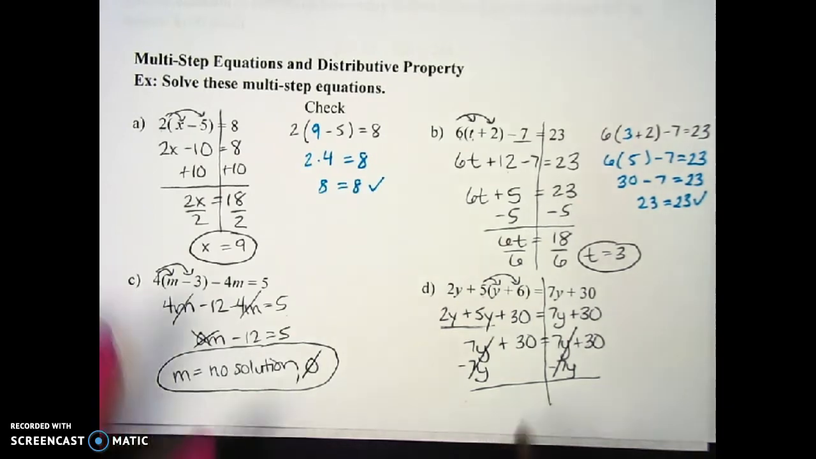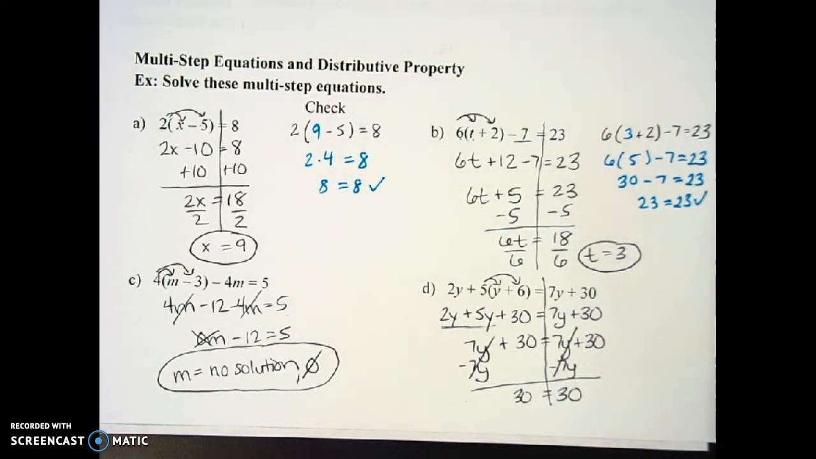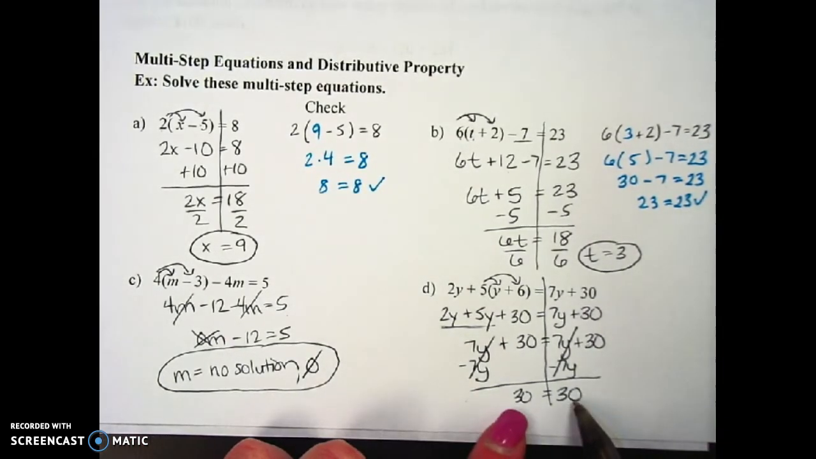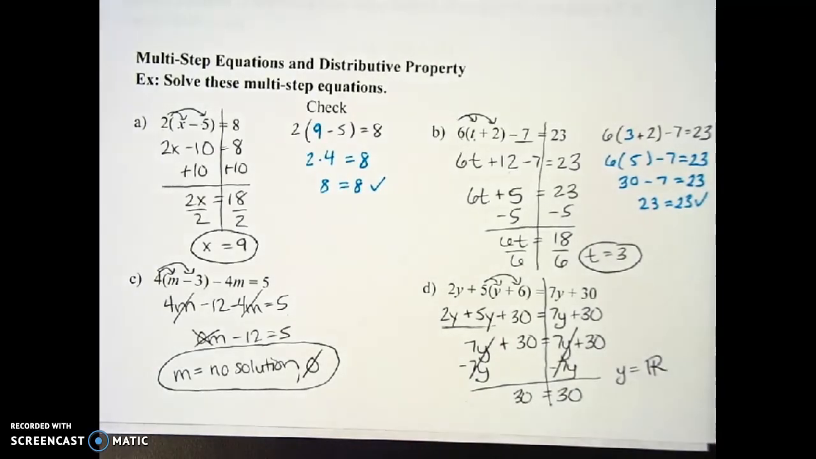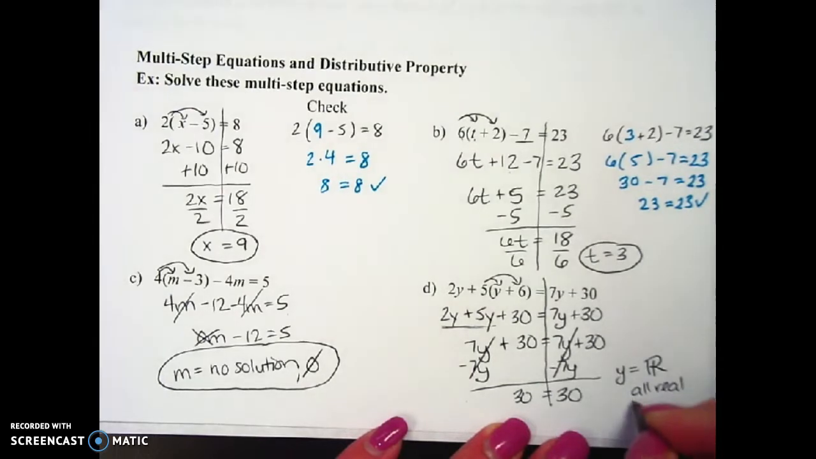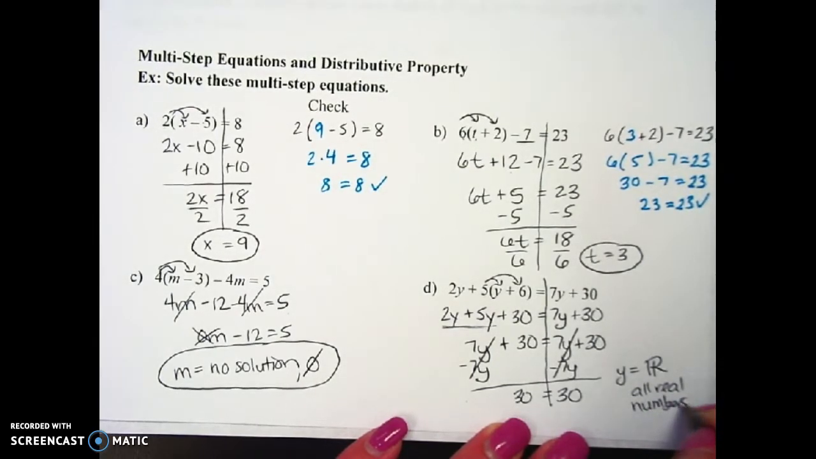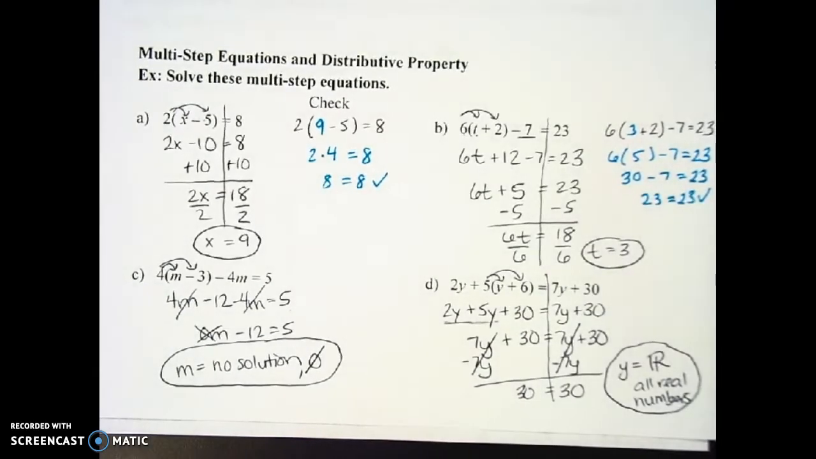Remember, we don't have to write that down. But what I'm left with is 30 equals 30. That is a true statement, right? 30 equals 30. So my yellow is actually all real numbers. I draw it with that capital R, or you can write all real numbers if you want. Or you could say infinite solutions as well. Those all mean the same thing.